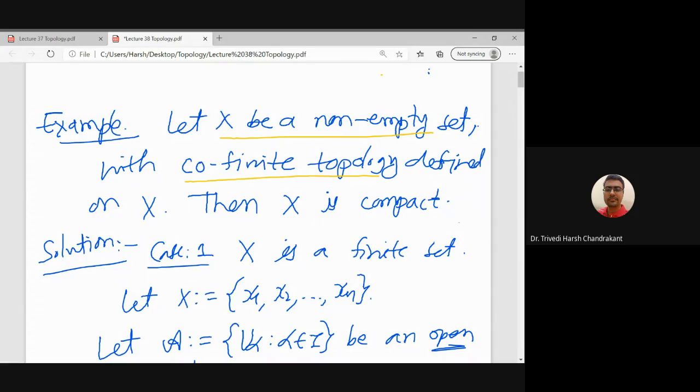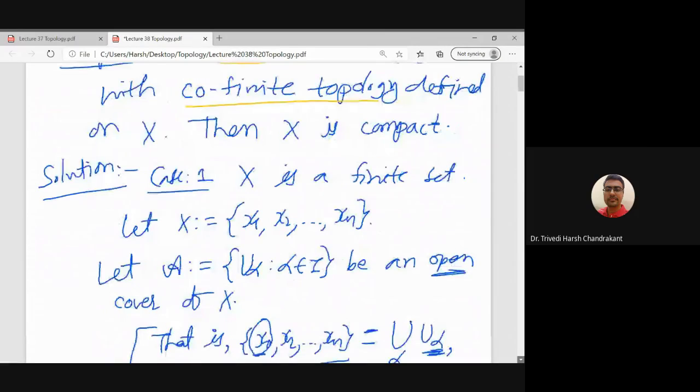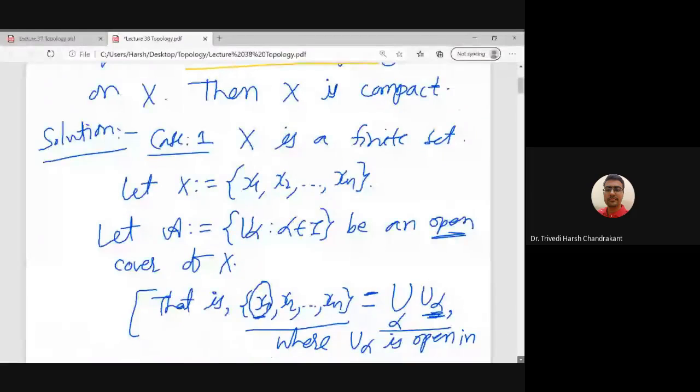So what we want to discuss is that if X is any non-empty set, that means there are two cases. One case is that either X is a finite set or X is an infinite set. So the first case we want to discuss is that X is a finite set, and in this case, if we take an open cover of the set X, then basically we want to prove that X is a compact space. That means whatever open cover I take, I can always find its finite subcover, which contains all points of the set capital X.